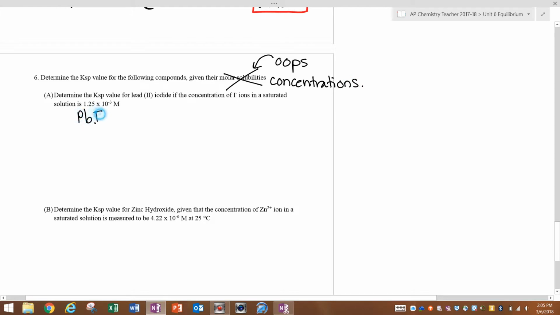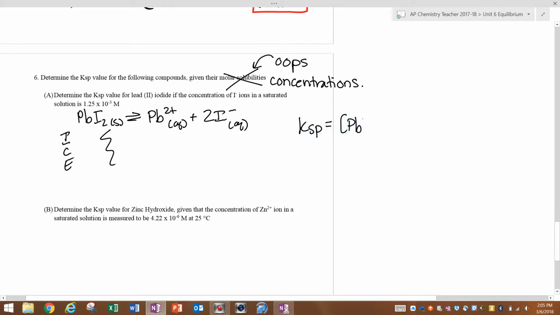We've got lead iodide, so it's solid lead iodide. It's going to dissolve and form these ions, lead and 2 iodide right there. I can set up an ICE chart for it. We ignore the solid because it gets left out of the K expression. Let's write our K expression over here. So it's going to be lead times iodide squared because coefficients become exponents.